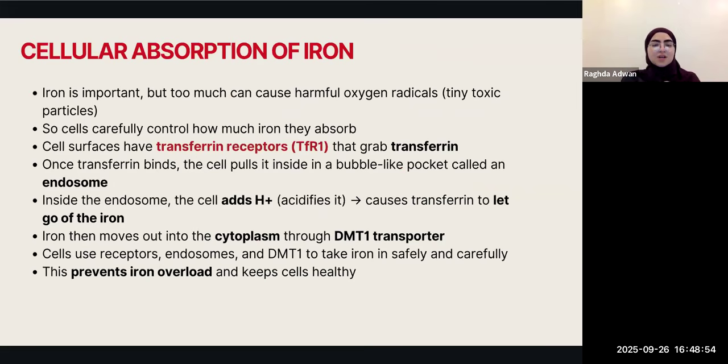Now, we talked about how the body absorbs iron, but let's go into a little bit more detail. As we said, we don't want too much iron, so we need to carefully control how much iron is in our body. We said one way is through hepcidin and ferroportin blocking, but we also have other mechanisms. Cells have transferrin receptors, TFRs, that will bind to transferrin. This is the absorption of iron, okay? Once transferrin binds to the transferrin receptor, actually, let me explain on the diagram.